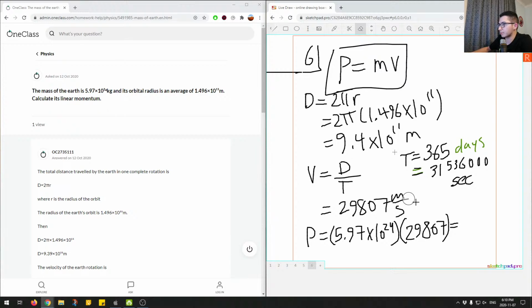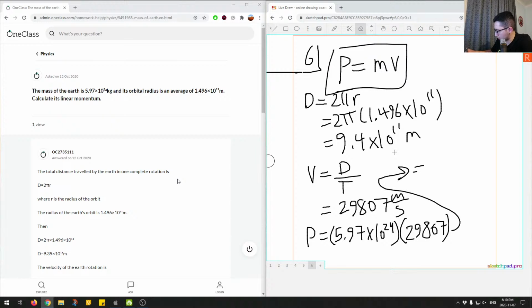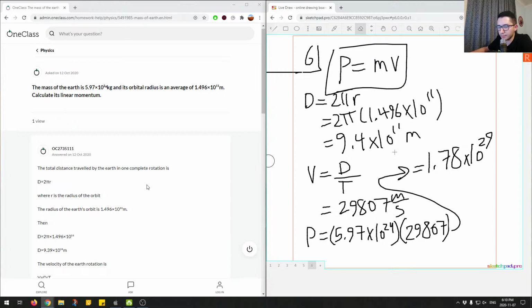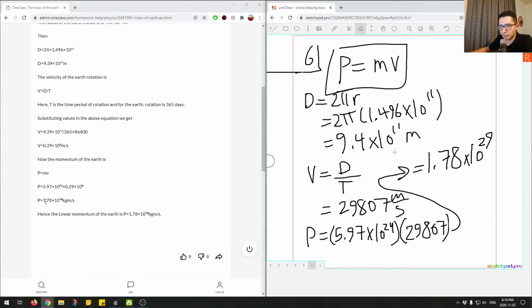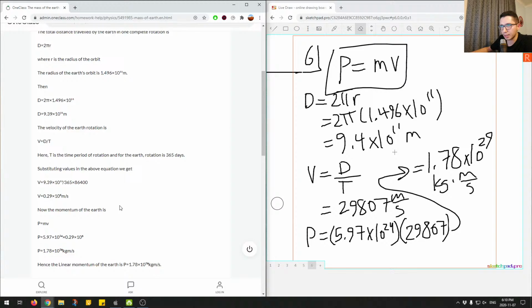So I'll erase this up here. So this is equal to 1.78 times 10 to the 29. So looking at this, yep, they have the correct answer, and this is in kilogram meters per second. So kilograms is over here, meters per second is from this, and we end up with kilogram meters per second, and that's the linear momentum of the Earth in this situation.